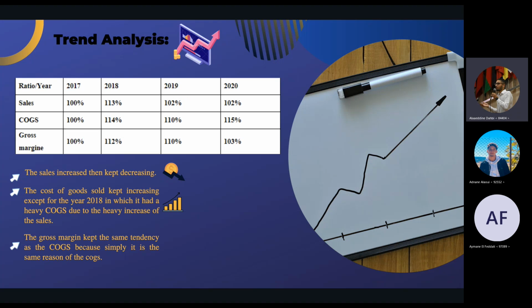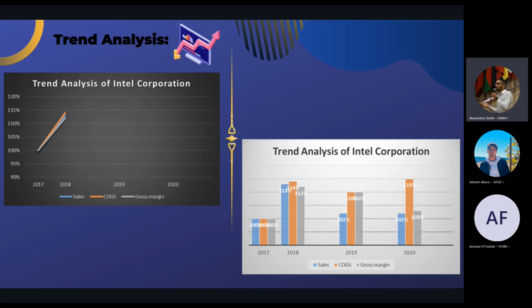Moving forward, we have the trend analysis. As we see on the screen, the sales increased and kept increasing from the year 2017 to 2020. And the cost of goods sold kept increasing except for the year 2018, in which from the financial data, it has a very heavy cost of goods sold due to the heavy increase of the sales. And lastly, the gross margin kept the same tendency as the cost of goods sold, because simply it was the same reason for the change in cost of goods sold.